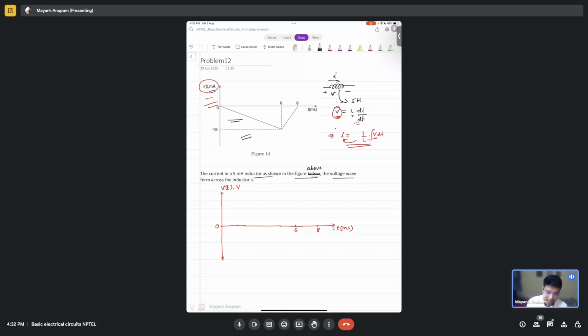You have already solved it, but some of our friends are not able to understand. So let's hold for them and go step by step. What is the time derivative of this waveform here? First, this side. What is the time derivative of the waveform on this side? What is it?